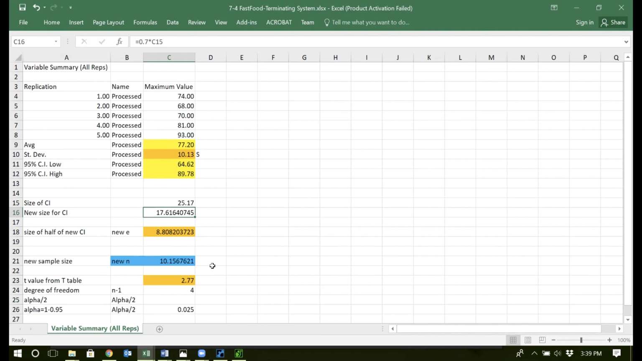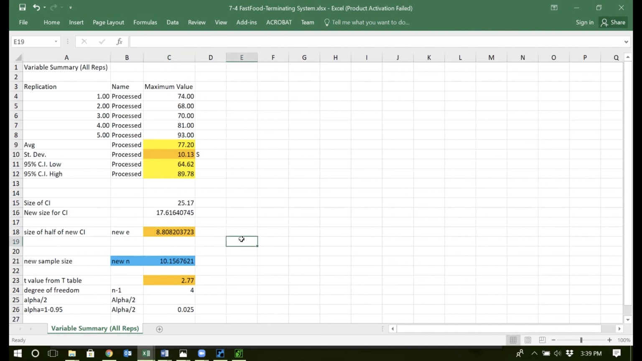So let's go back. Go ahead. Can I see the code for your new N real quick? It's T multiplied by S divided by E, and then the whole thing to the power of 2. Oh, I didn't square it. Thank you.